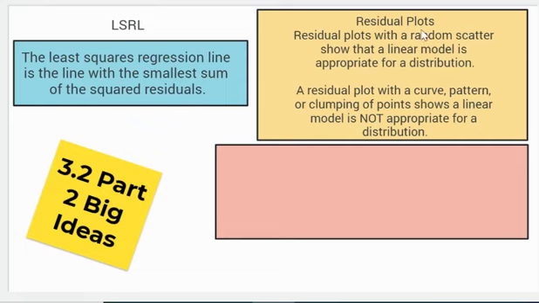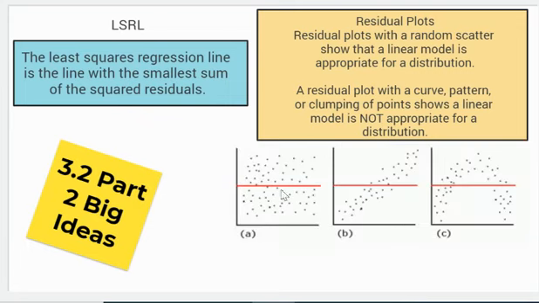So the only thing that you should be looking at to determine if a linear model is appropriate is a residual plot. Now, most of the time, residual plots will be given to you, but sometimes you might be asked to create them. It would be for a small set of data. So let's take a look at a few residual plots. Let's just say that each one of these is a residual plot.